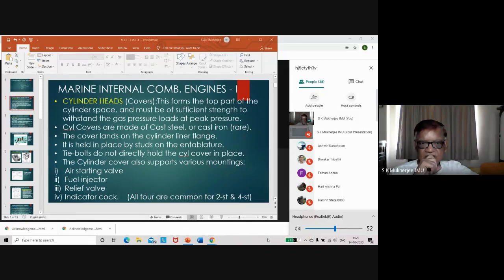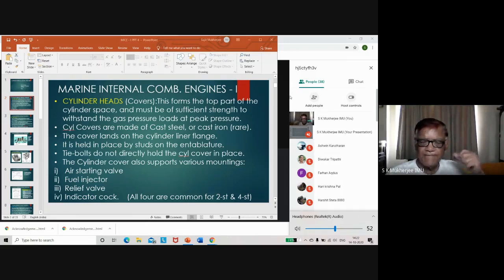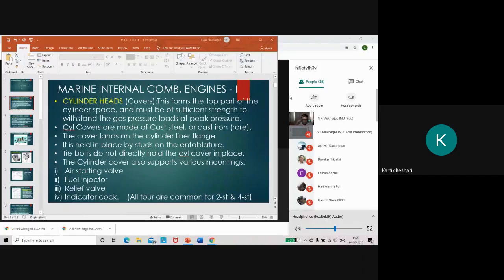Somebody? Karthik? Sir, one unit will operate. We can check it from where the bolts are tightened. One at a time. Go ahead. Come on, tell me. Sir, we can check from where the bolts are tightened. We can see if there is any dent appearing on the top or from the bottom also.